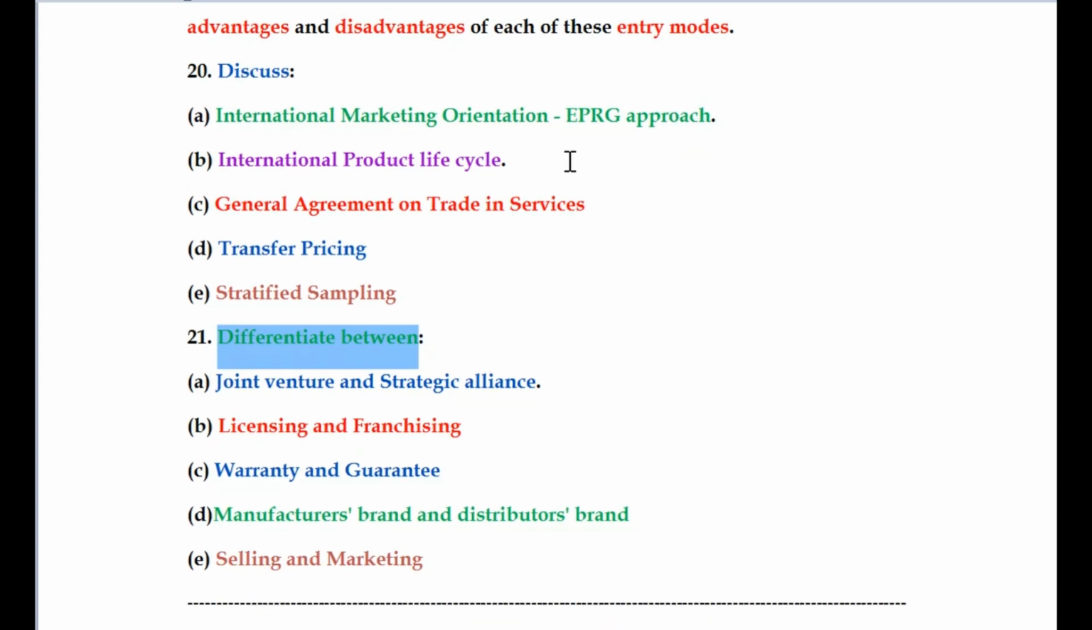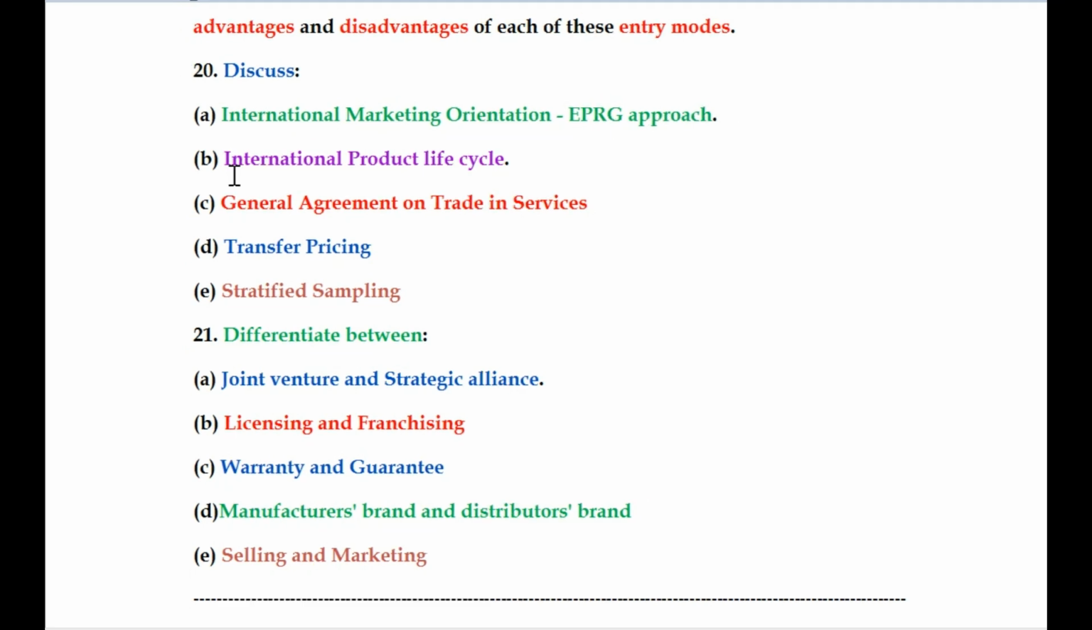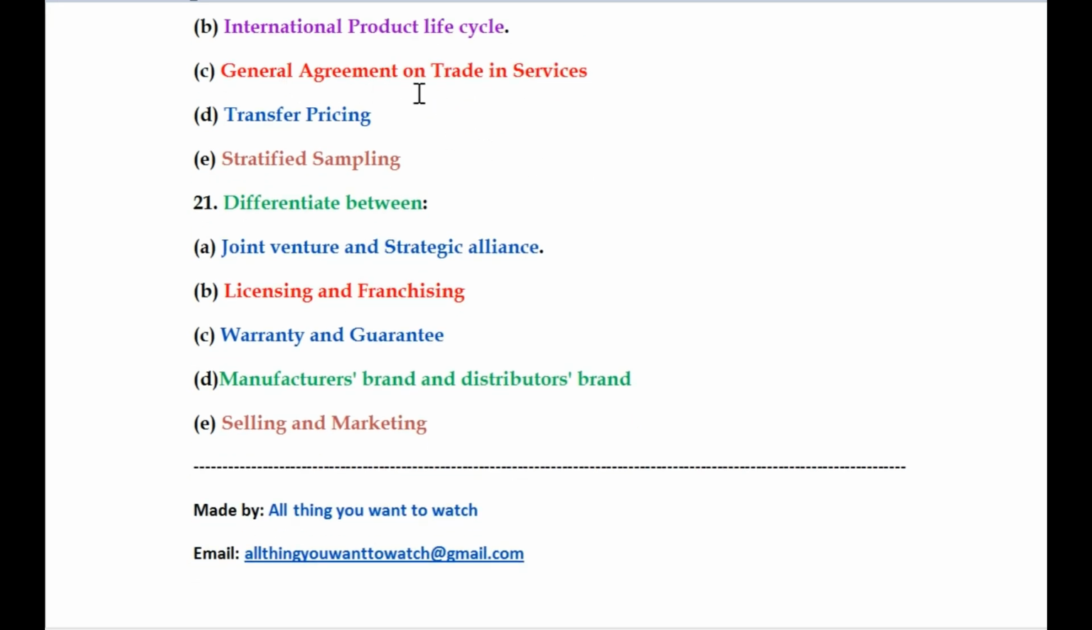The next question is on short notes. That is international marketing orientation EPRG approach, international product life cycle, General Agreement on Trade in Services, that is GATS, transfer pricing, stratified sampling.